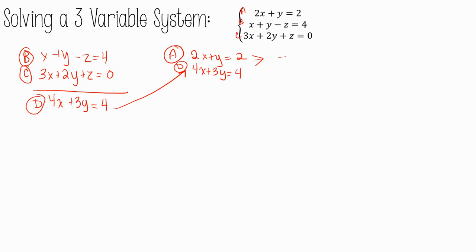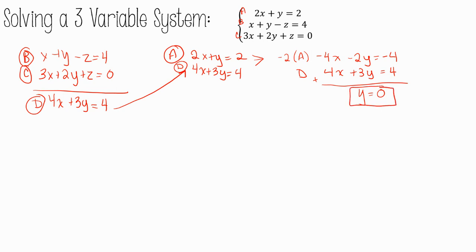I'm going to multiply my A equation by -2. So I get -4x. Again, there's more than one way of doing this. And then I'll leave my D equation as 4x plus 3y equals 4. Add together, my x's eliminate. I have positive y equals 0. And that's okay. 0 is an answer. 0 is a number. That doesn't mean it's no solution. And now we'll work our way back.